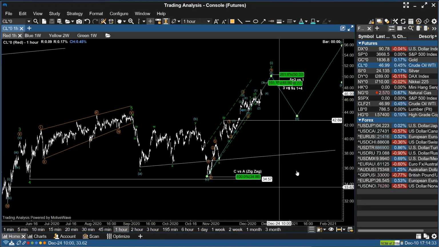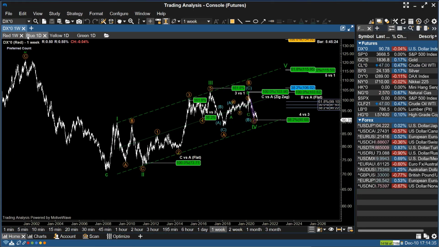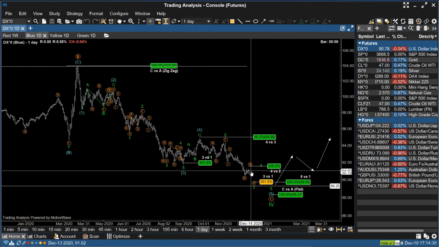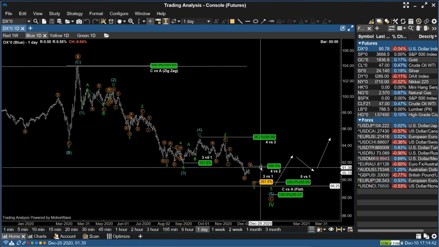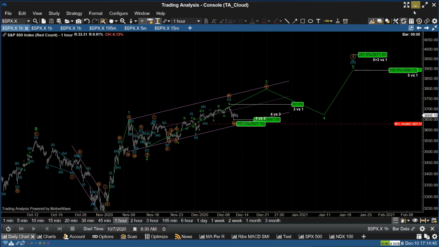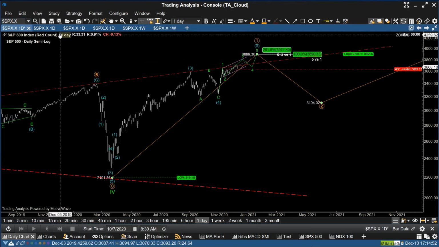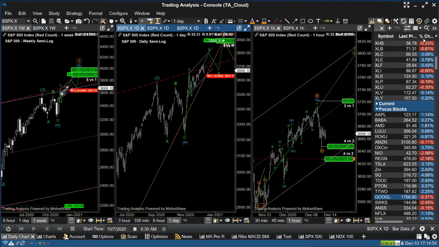What did we just look at in the US dollar? In the dollar wave count, we're looking for one more new low, counter trend rally, one more new low. New high, counter trend rally, new high. Then we've got a wave 2 to likely contend with.